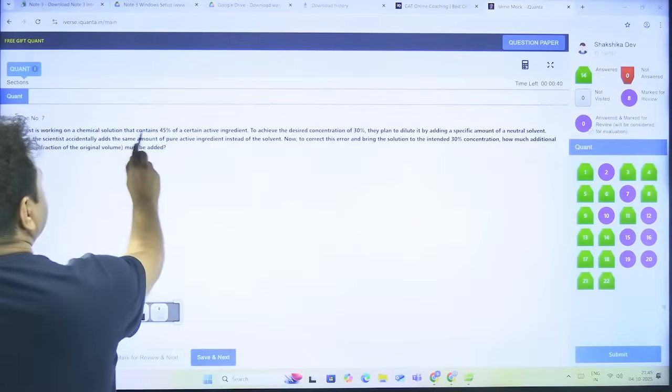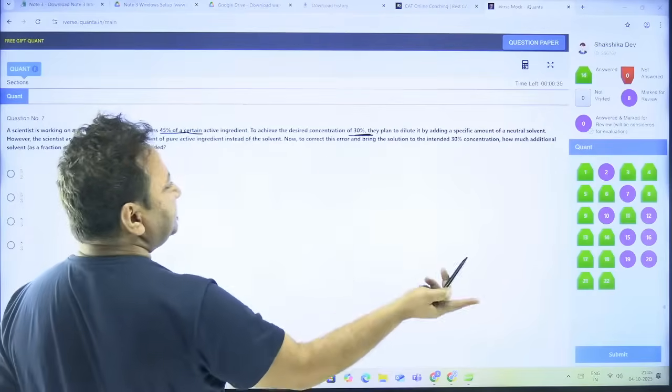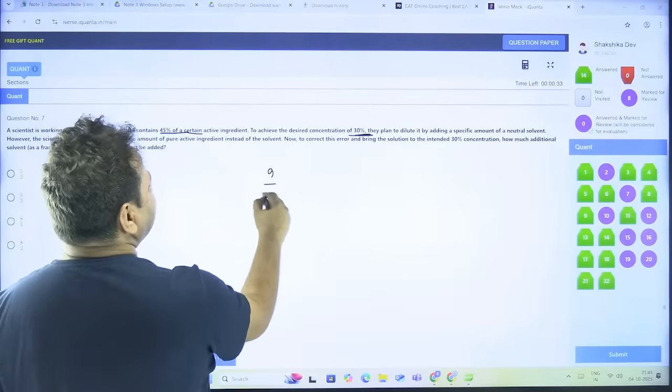40 seconds. 45% of certain active ingredient is there. 30% चाहिए उसको neutral solvent. 45% of 9/20 is there.